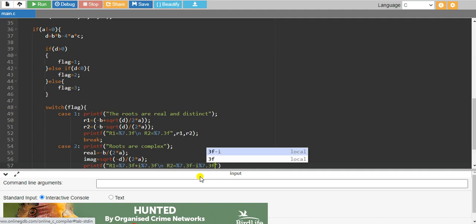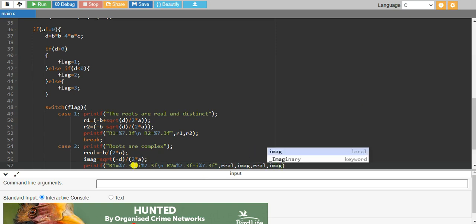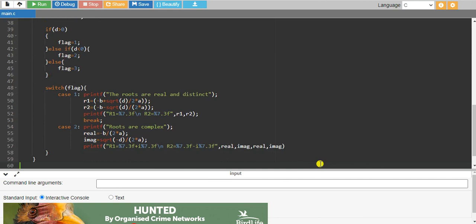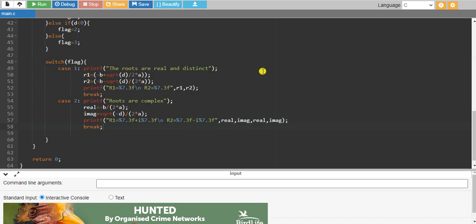Then have the variables here, that is real and image, that is imaginary number, comma real and image. Because we are displaying here, we are adding plus I and minus I, that is real and imaginary, we are adding and subtracting from those real and imaginary numbers. Then after printing that, break it. So that is case 2.